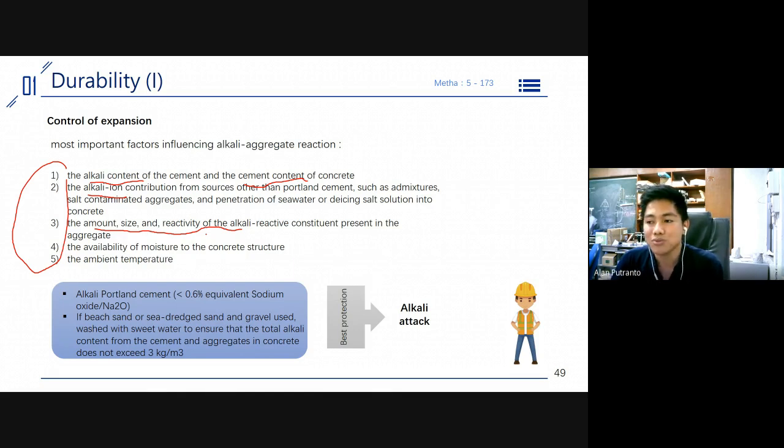So the best way to protect our structure from alkali attack, I made the highlight here, maybe you can get the point from here. Use low alkali Portland cement, or if you don't have that kind of Portland cement, you should use your material. In case you use sea material, you should wash your material with fresh water to ensure that the total alkali content from cement does not exceed 3 kilograms per cubic meter. This is the best way to protect our structure from alkali attack.